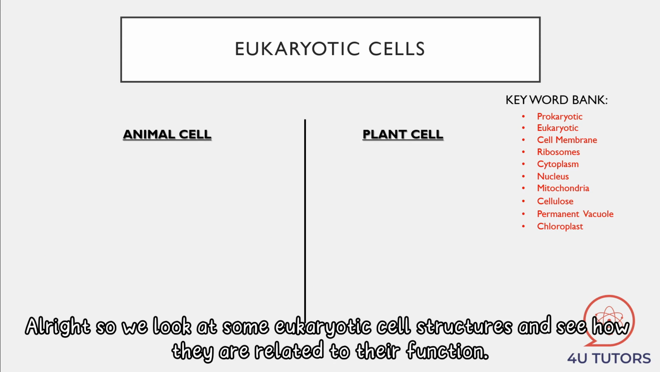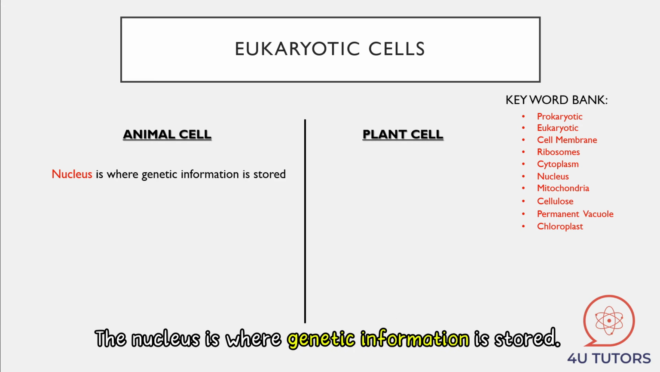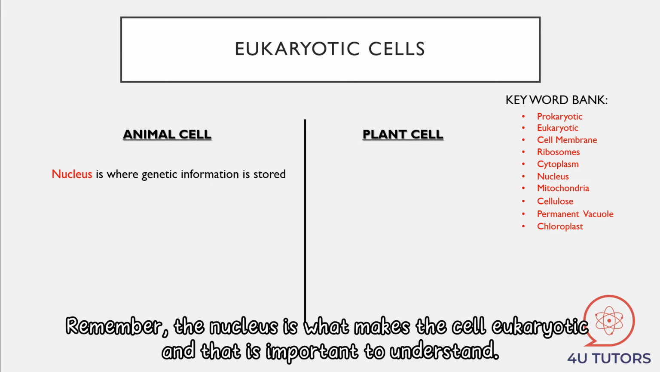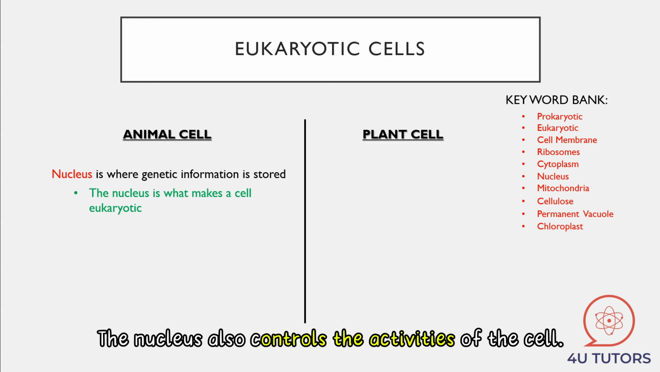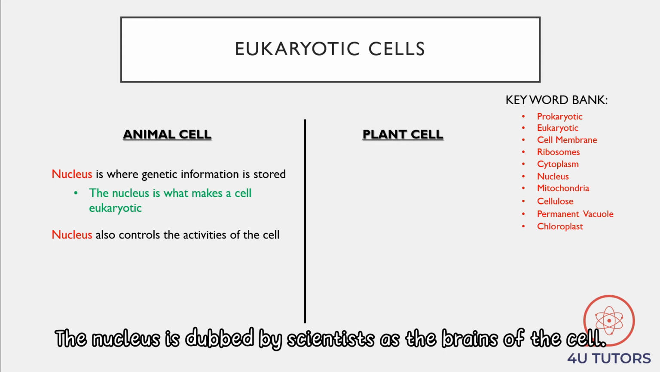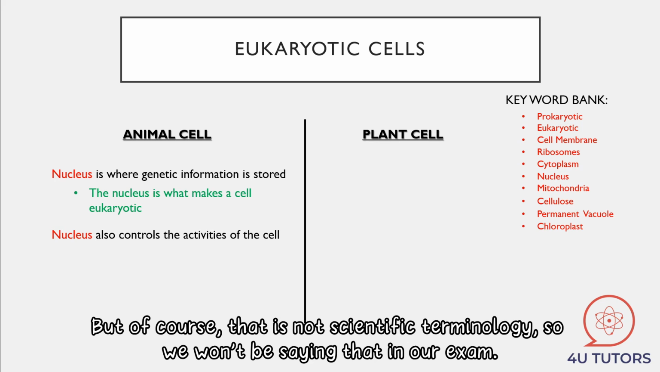Alright, so we will look at some eukaryotic cell structures and see how they are related to their function. The nucleus is where genetic information is stored. Remember, it is the nucleus that makes the cell eukaryotic, and that is very important to understand. The nucleus also controls the activities of the cell. The nucleus is dubbed by scientists as the brains of the cell, but of course that is not scientific terminology, so we won't be saying that in our exams.